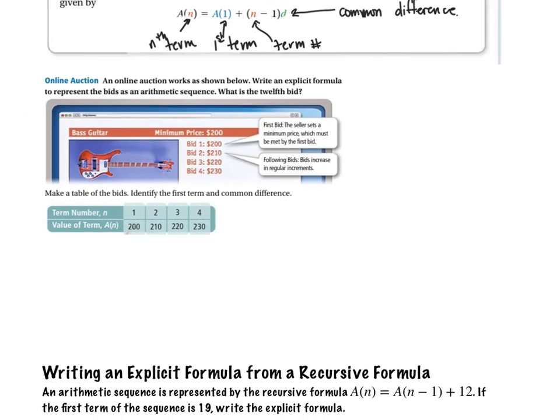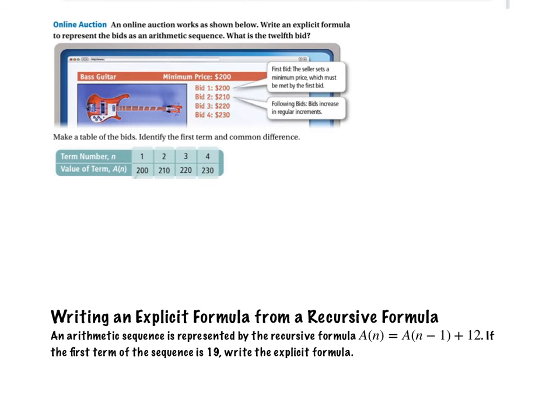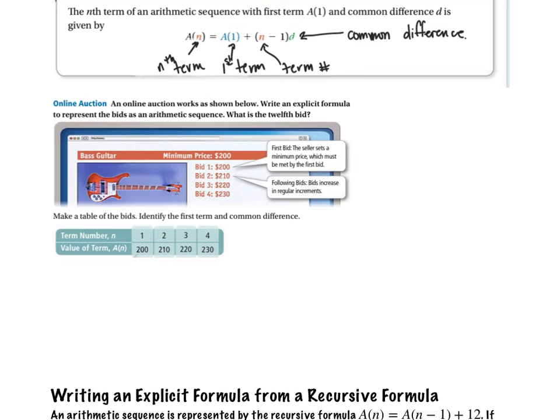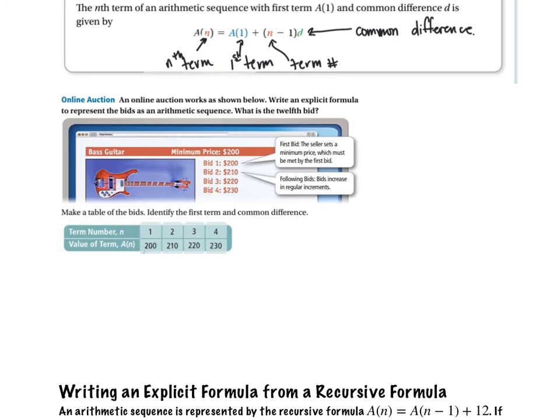All right, so I'm looking at this online auction problem, and it wants to know what is the explicit formula to represent those bids. If I look at this table, 200 to 210 is plus 10, 210 to 220 is plus 10, plus 10. Okay, so my common difference is 10.